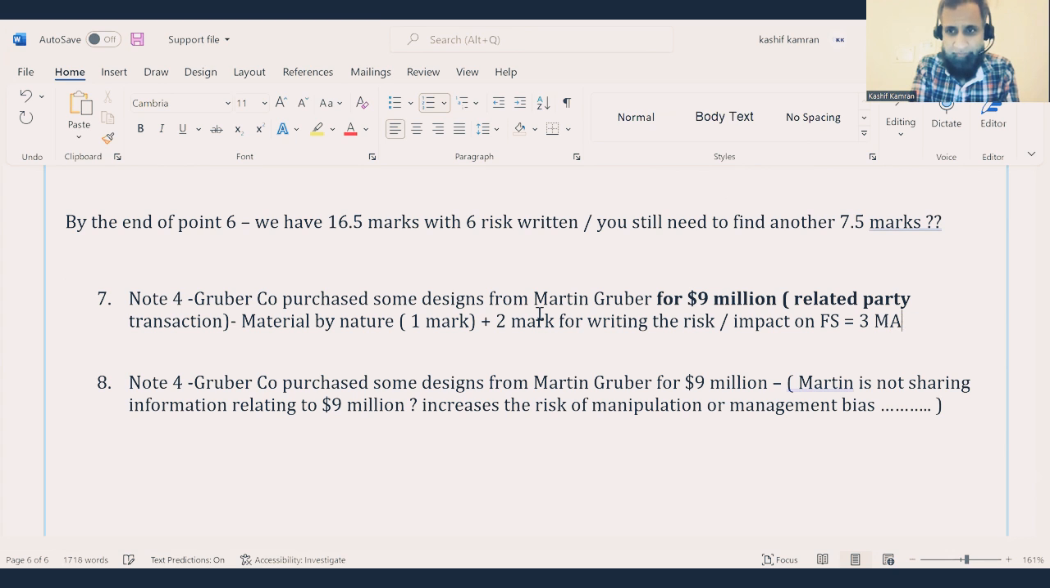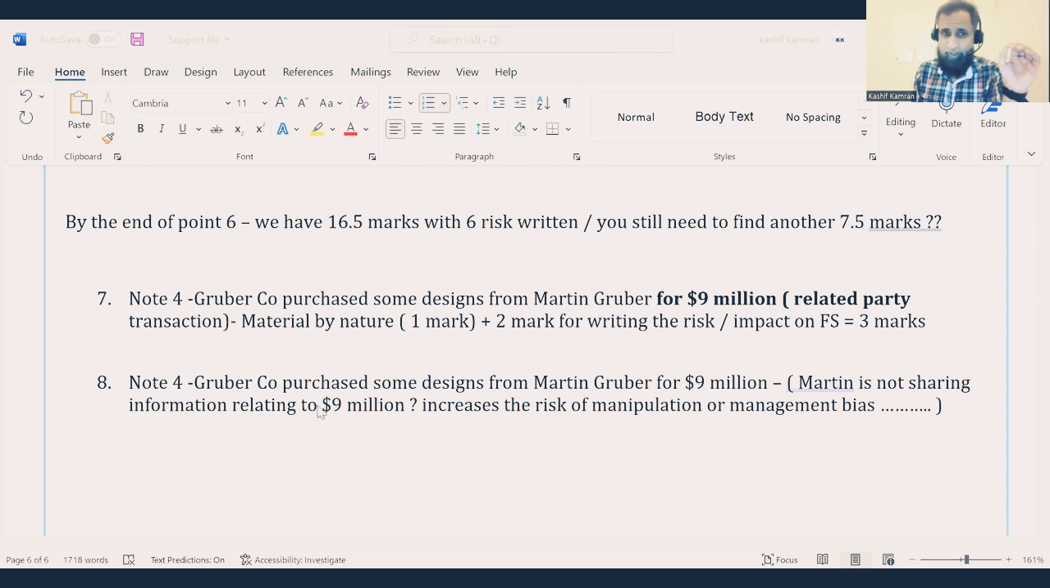3 marks. Now, have you exhausted your marks for materiality by reaching point number 7? Now, any other risk you write beyond point number 7, how many marks will you get for it? 2. Okay.